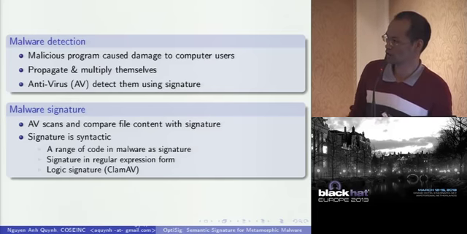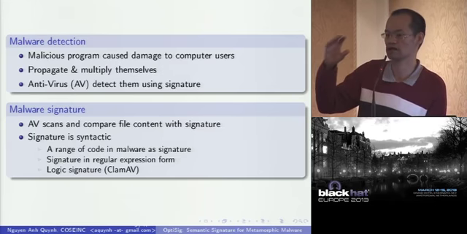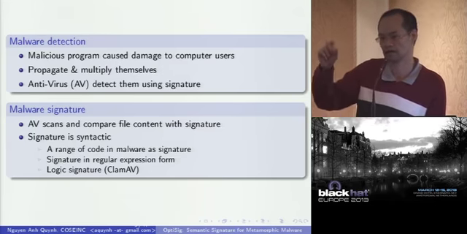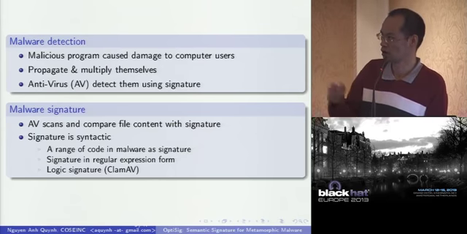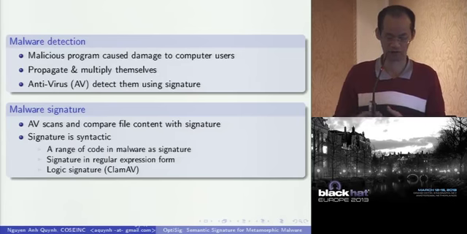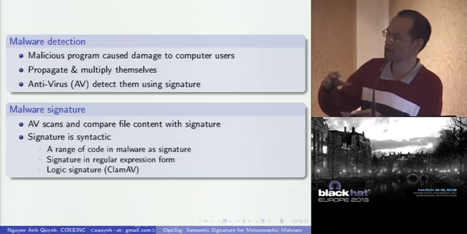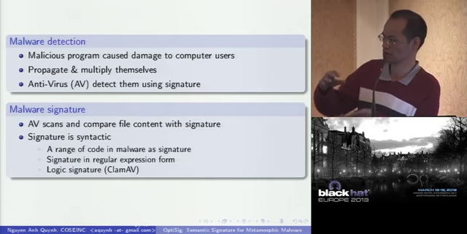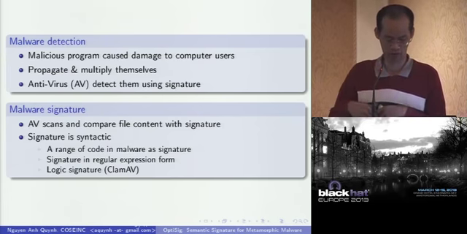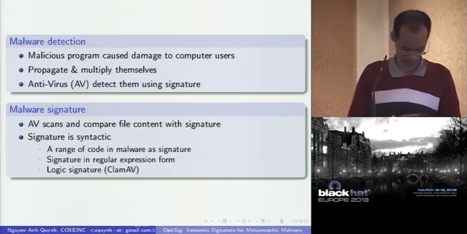And one thing we can see is that the signature is all about syntactic. Why? Because the signature can be a range of code extracted from somewhere inside the malware, and they take it as a signature. Or, more flexible, they can have another type of signature in a regular expression form. Or they can combine with some logical combination to have a more flexible signature, and that's what ClamAV is doing.